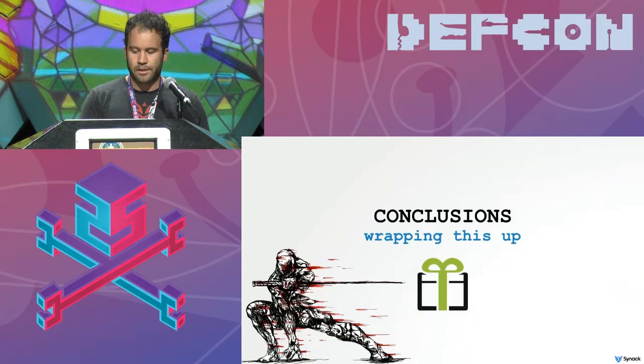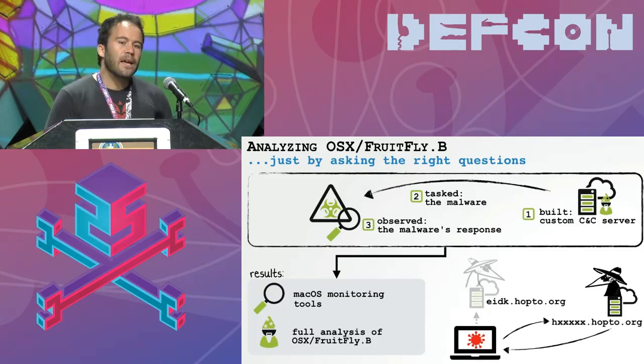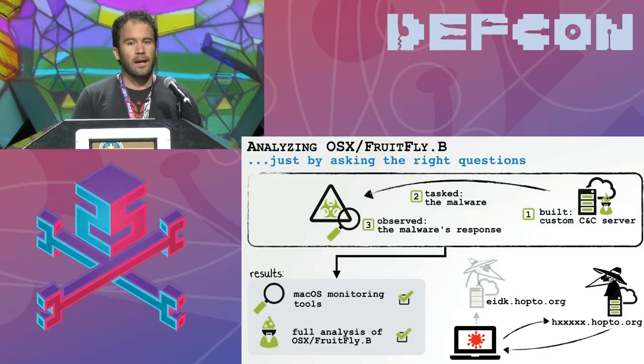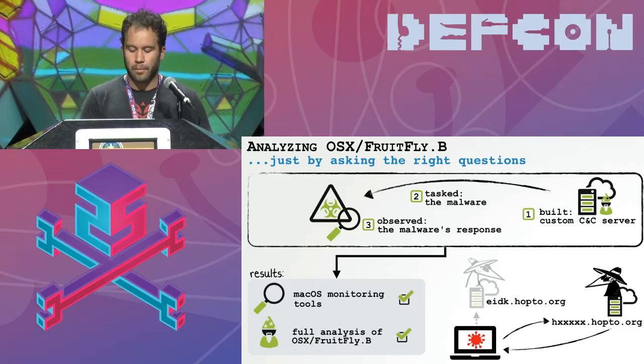All right, so let's wrap this all up. So today, again, we illustrated how to fully analyze a fairly complex piece of malware just by asking the right questions. Again, in 3 steps, we built a custom command and control server. We then tasked the malware, and then we observed the malware's response to fully reveal its capabilities. Along the way, we wrote some cool monitoring tools for macOS that, again, will be open source and posted online. And the end result is we had a full analysis of FruitFly variant B.